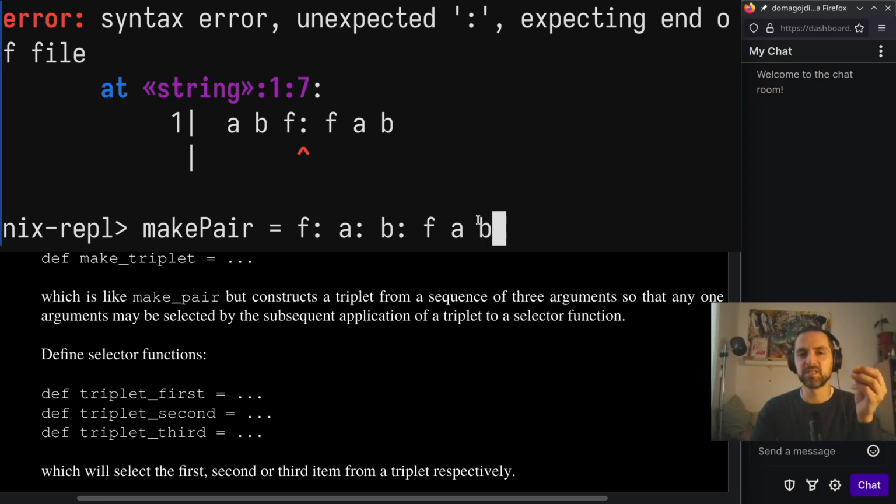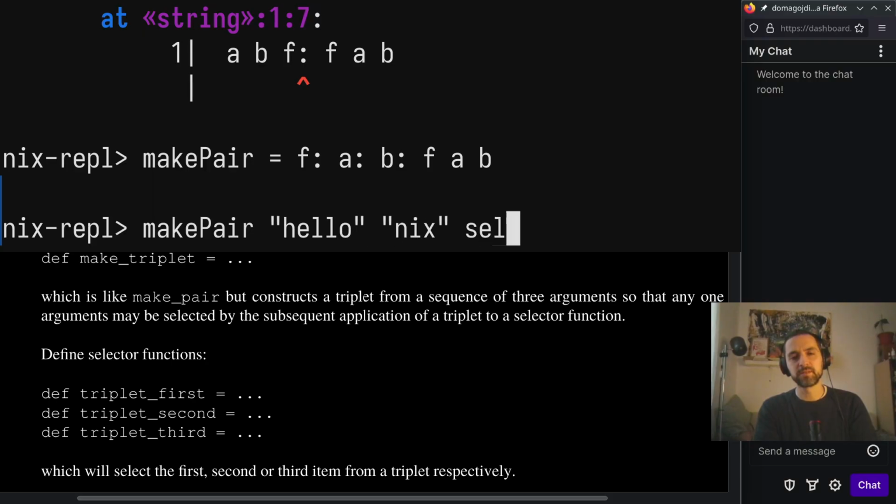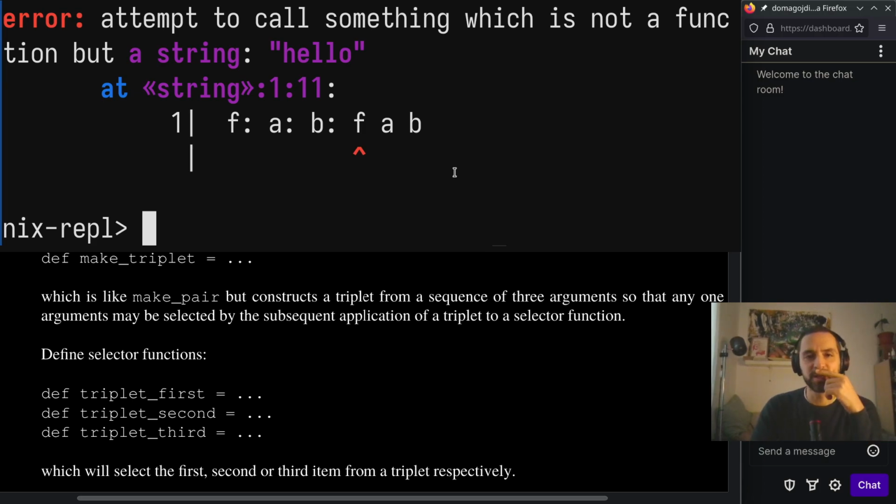Now it's interesting because it's important really to set this in words. That's what I noticed, to know what comes first when you describe things. So it's not like make pair is a function that applies and you write f, because this thing won't work. I just redefined it. So let's do hello, next, select first. It's not working. It's telling me it's trying to call something which is not a function but a string. It needs the first, but the first is somehow now this f. So when we put a and b, then it will call the right thing.